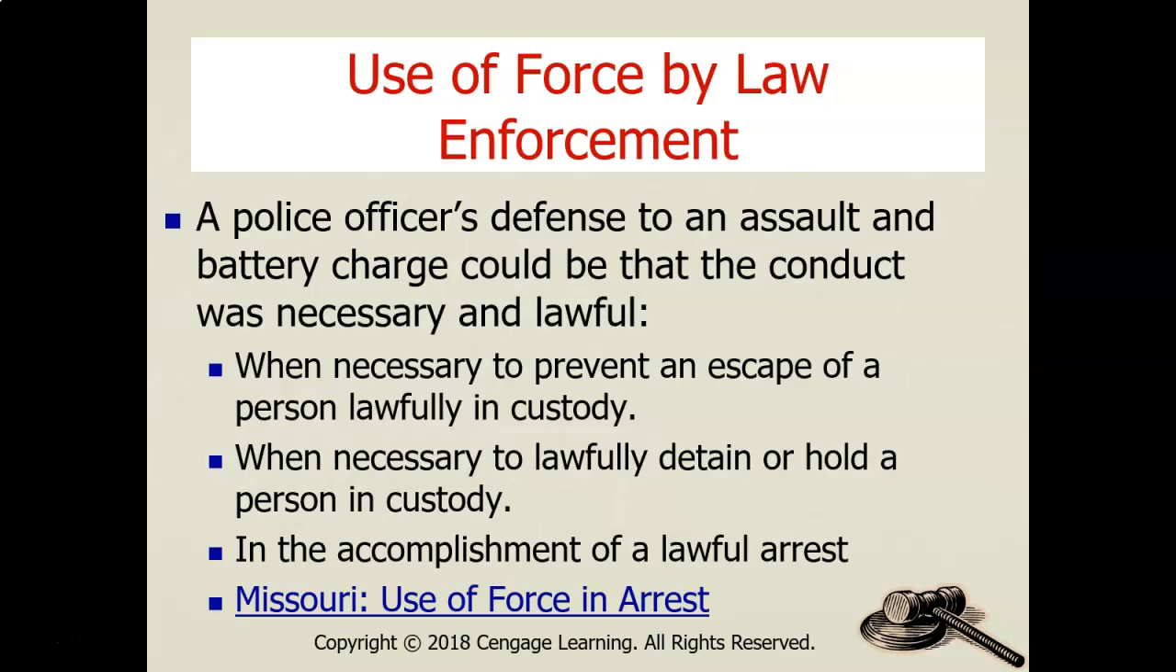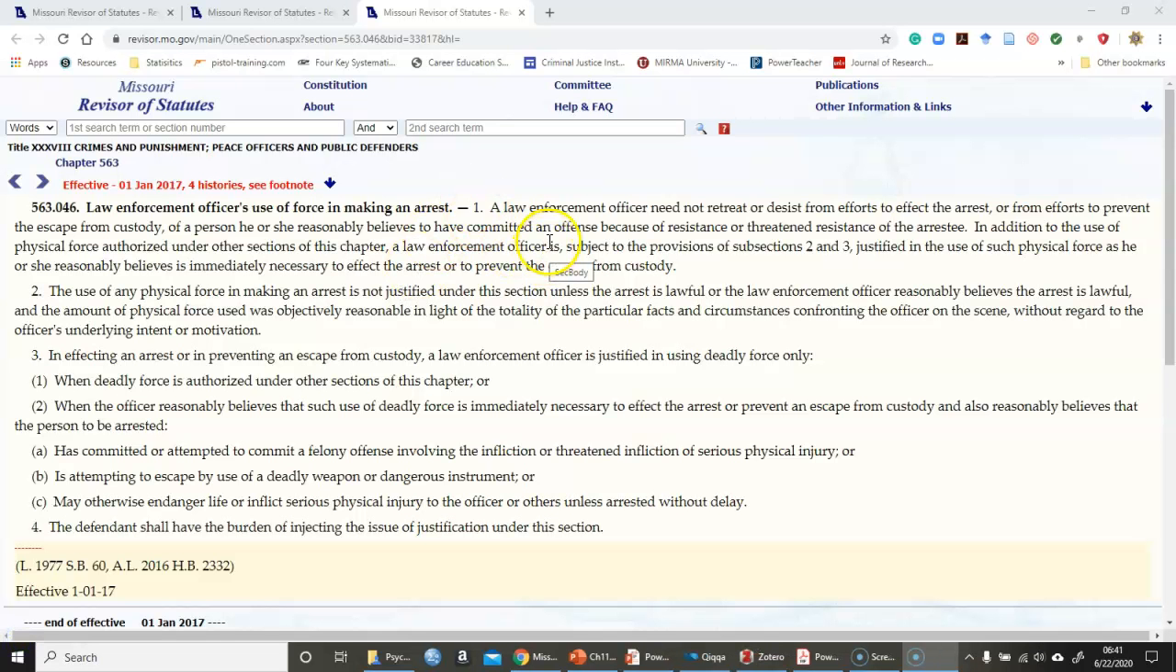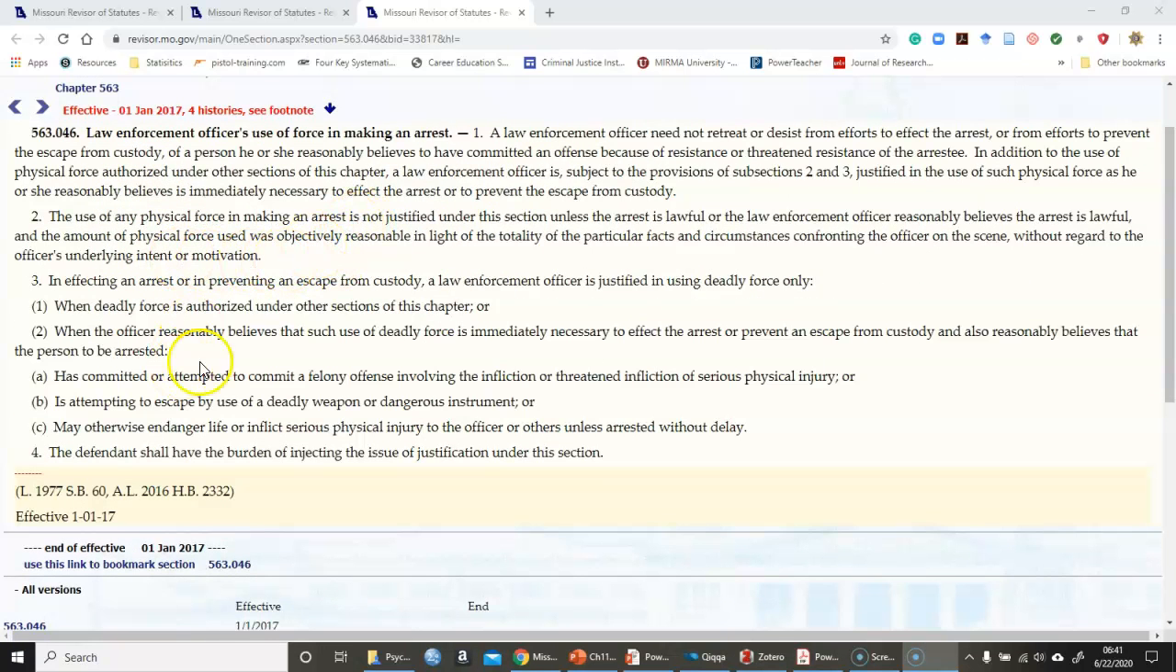So, we can use force when necessary to prevent an escape of person in lawful custody, when necessary to lawfully detain or hold a person, and in the accomplishment of a lawful arrest. So when we start looking at our statute, it's very specific as far as when we can use force. One thing about use of force in making an arrest is at the point the person complies, that force stops. We are talking more and more these days about de-escalation instead of using force, trying to use alternative means to maybe calm that person down and slow that situation instead of immediately going to a physical act.